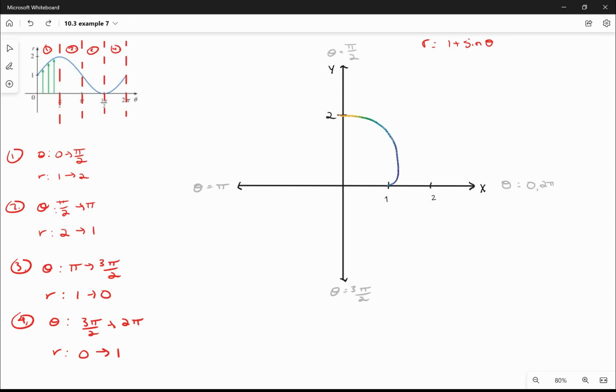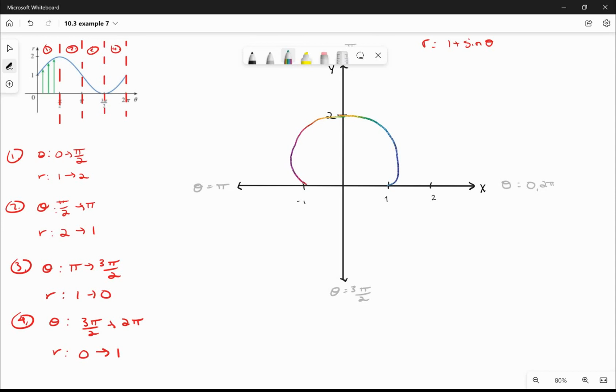Okay, and then on the second portion, we're going from pi over 2 to pi, and r is going to go from 2 back down to 1. Again, I don't have it marked, but about here. On the x-axis, that would be -1, but that's just a distance 1 away from the origin. So we're doing the same thing. We're going to decrease from 2 to 1, like that.